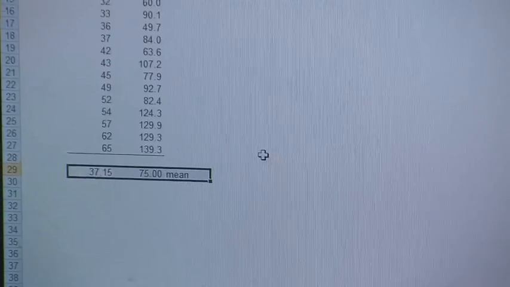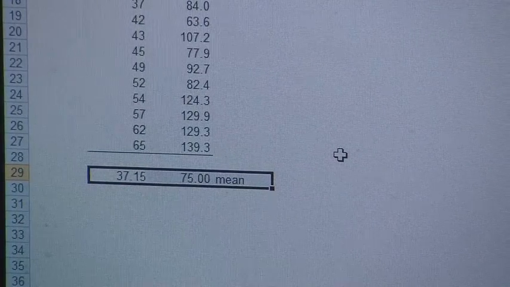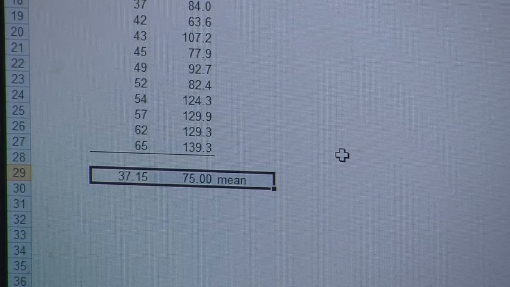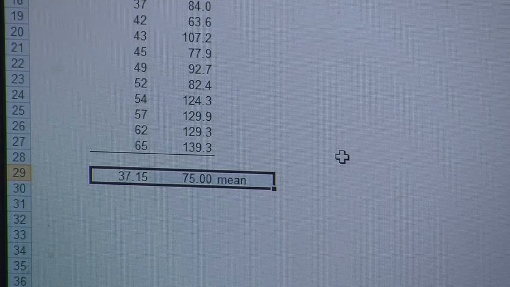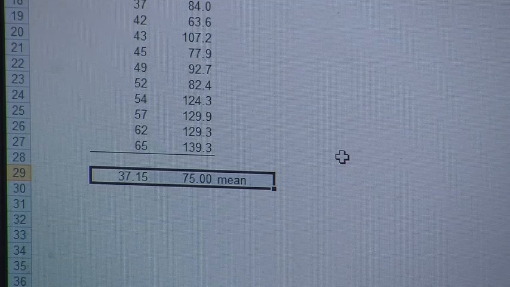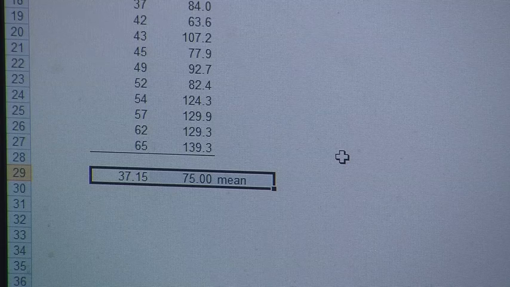If we look down here at the bottom, the average number of sales calls that each salesperson made was 37. And the average dollars that each salesperson generated was, I believe, $7,500. Or I'm sorry, $75,000.